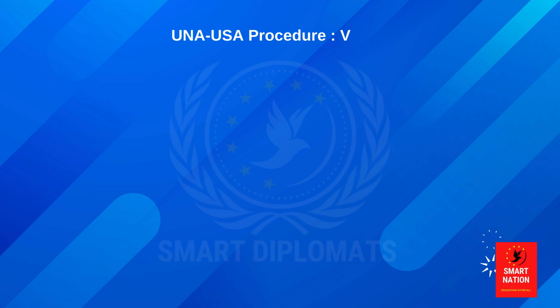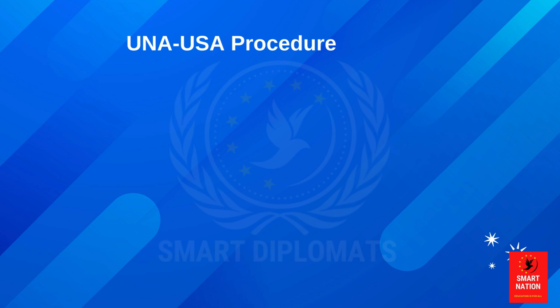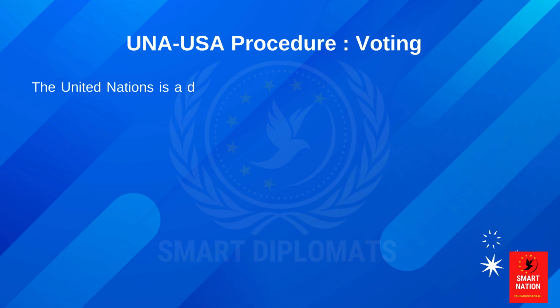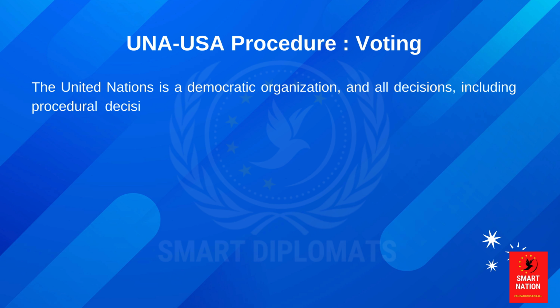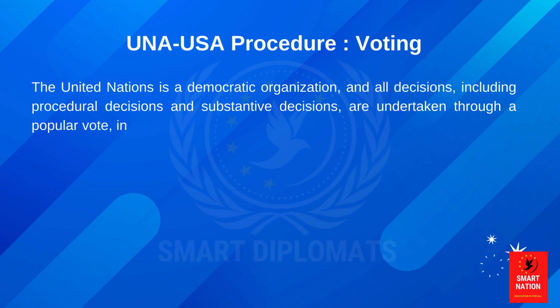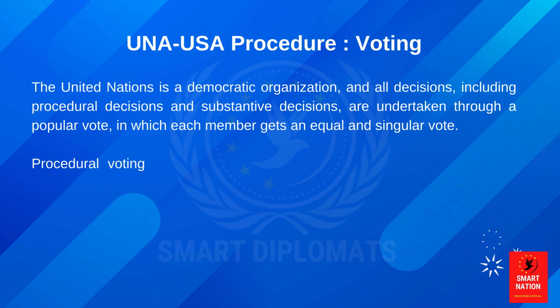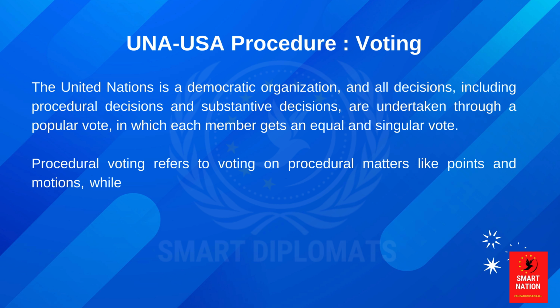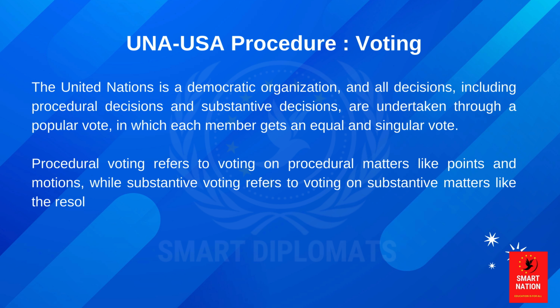UNA USA procedure, voting. The United Nations is a democratic organization, and all decisions, including procedural decisions and substantive decisions, are undertaken through a popular vote, in which each member gets an equal and singular vote. Procedural voting refers to voting on procedural matters like points and motions, while substantive voting refers to voting on substantive matters like the resolution and amendments.